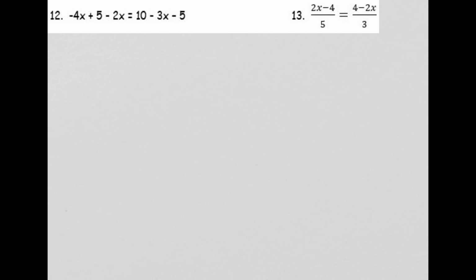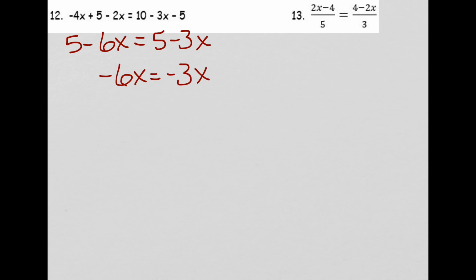Combining like terms and simplifying gives me 5 minus 6x equals 5 minus 3x. Yeah, I skipped a couple steps. If I subtract 5 from each side, I end up with negative 6x equals negative 3x. Now, here's a perfect example of why you don't just draw the line through and call it canceled.